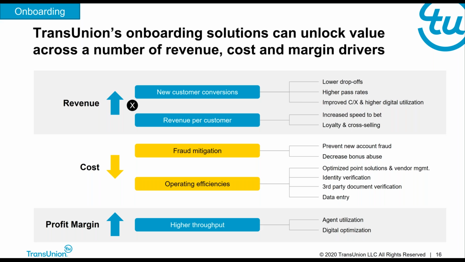Looking at the cost reduction column here in the middle, this is where you can look at what types of fraud are going to happen at onboarding. So preventing new account fraud, decreasing bonus abuse. This is one that we see a lot of our operators are struggling with. It's something that we're hearing a lot in the market, where bonus abuse is just really rampant. It's one of the top types of abuse that we're seeing across the board.